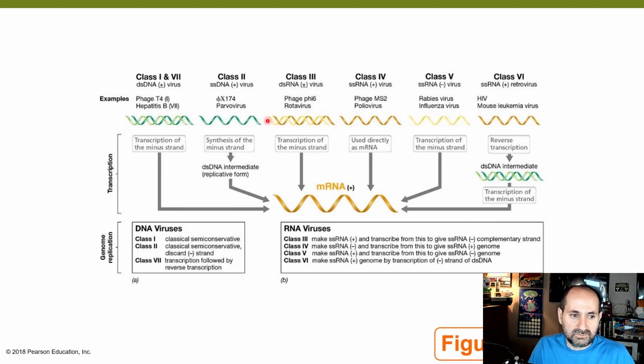These are the 7 groups here, and what you're seeing in figure 10.2 is how each of these different classes can undergo transcription in order to make mRNA, because it's vitally important that all of these genomes be able to make mRNA, and that's because you want to synthesize proteins, right? So different classes get to the mRNA via different avenues with different mechanisms.